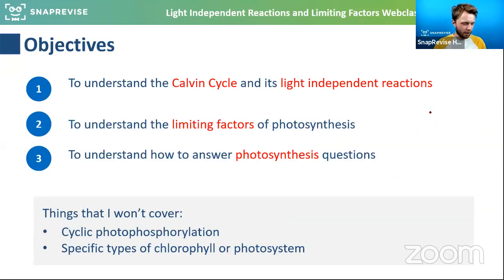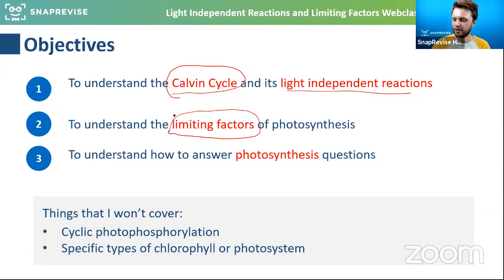Lovely, right, so what we're going to do then, and the eagle-eyed amongst you will notice that I have slightly changed one of my learning objectives if you've printed out a little booklet. I want you by the end of today or this evening to be able to understand the Calvin cycle. The Calvin cycle is just another name for the light independent reactions. There you go, said it. I need you to understand the limiting factors of photosynthesis. I thought these two things go together quite nicely, and I think you get questions that cover all of this. And finally, I need you to understand how to answer photosynthesis questions.